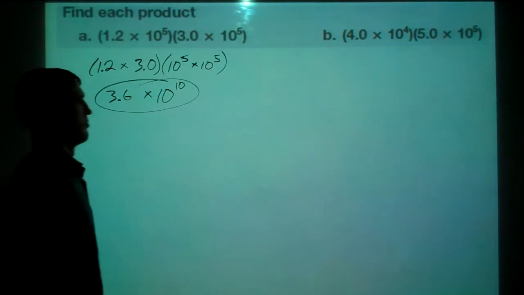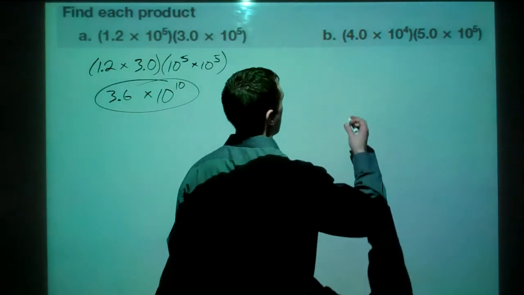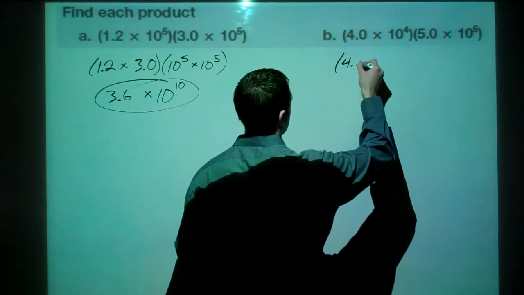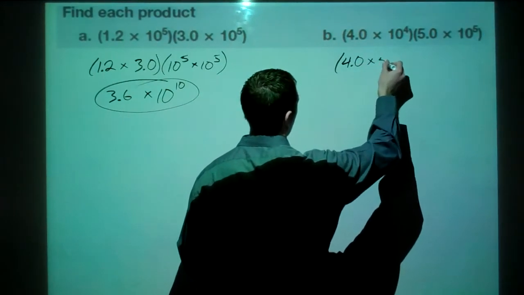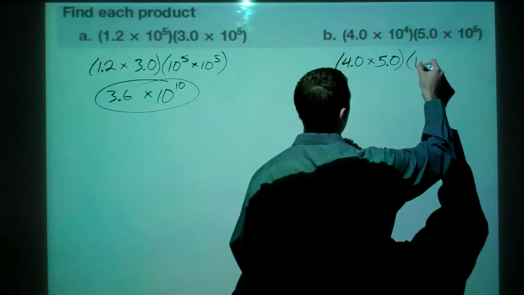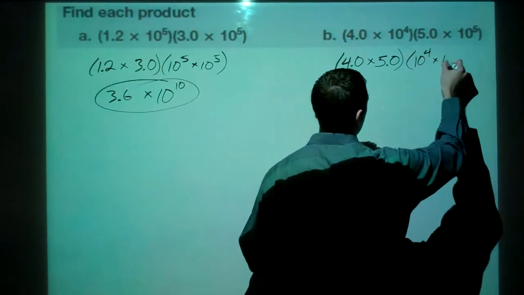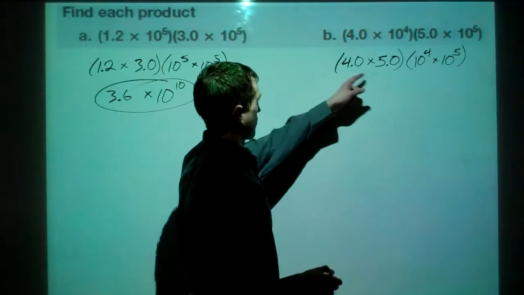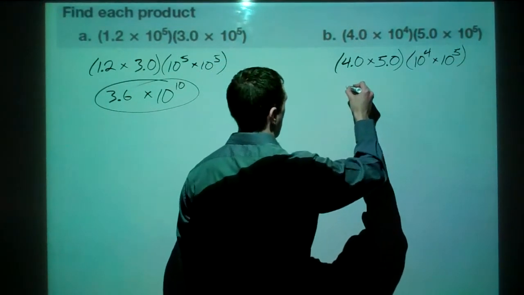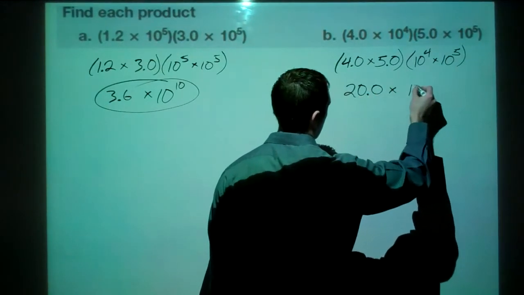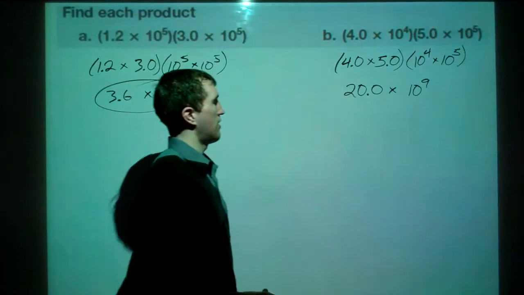Now let's look at this one. We've got 4.0 times 10 to the 4th times 5.0 times 10 to the 5th. So we multiply 4.0 times 5.0 and 10 to the 4th times 10 to the 5th. Okay, so this is 4 times 5, which is 20.0 times 10 to the 9th. We add 4 and 5.